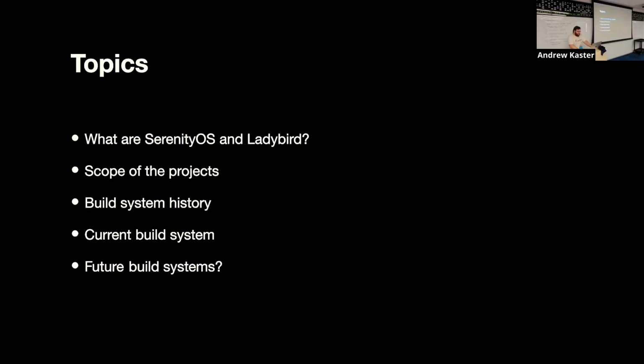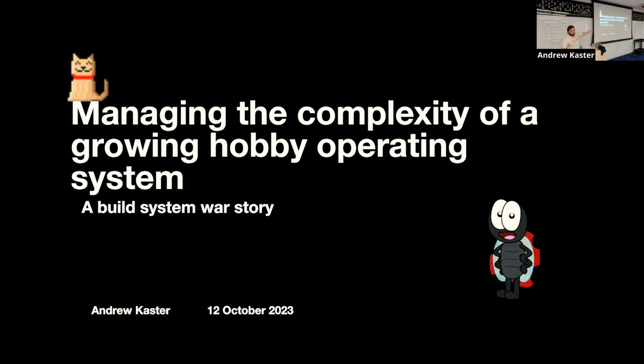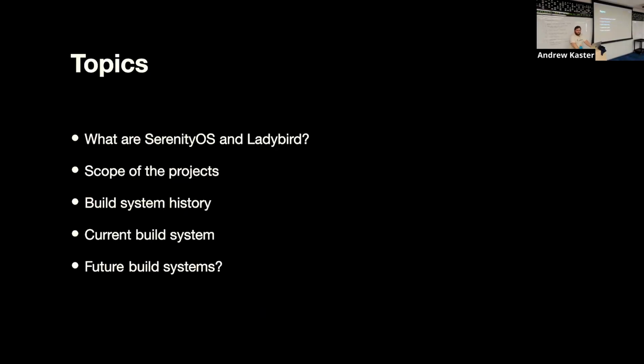So, what are we actually going to talk about? Well, let me start by introducing you to our mascots. We've got Buggy and we've got Cat Dog up there. This is about Serenity OS and the Ladybird browser. Today we're going to talk about what Serenity OS and the Ladybird browser are. I'm going to give you some ideas on the scope of the projects, and then walk through the history of the build system as it evolved over the last 5 years, talk a little bit about the current state of the build system, and then where we might go in the future.